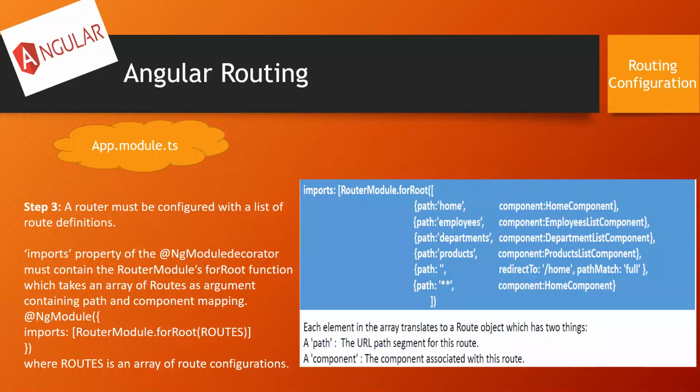You can see for path home, we are using home component. If the path in the URL is employees, it will redirect to the employee list component. Same for departments and products. If you see the fifth path, if it's empty, it will redirect to home. And if the user enters some wildcard characters in the path, again it will load the home component.